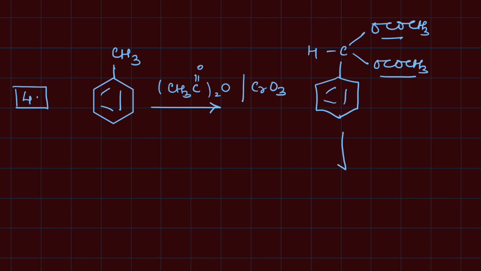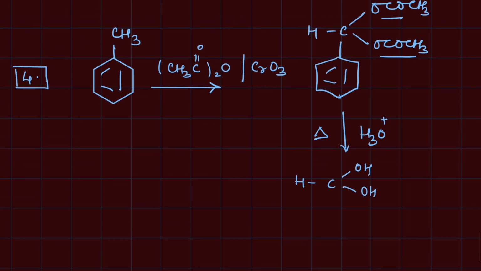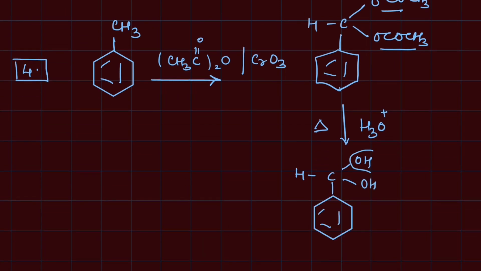And now, by simply performing hydrolysis as we did in the previous methods, we replace both the acetate groups by OH groups, and you know that 2 OH groups are never stable, so they remove water to give you what I write here, and you get acetic acid as byproduct.